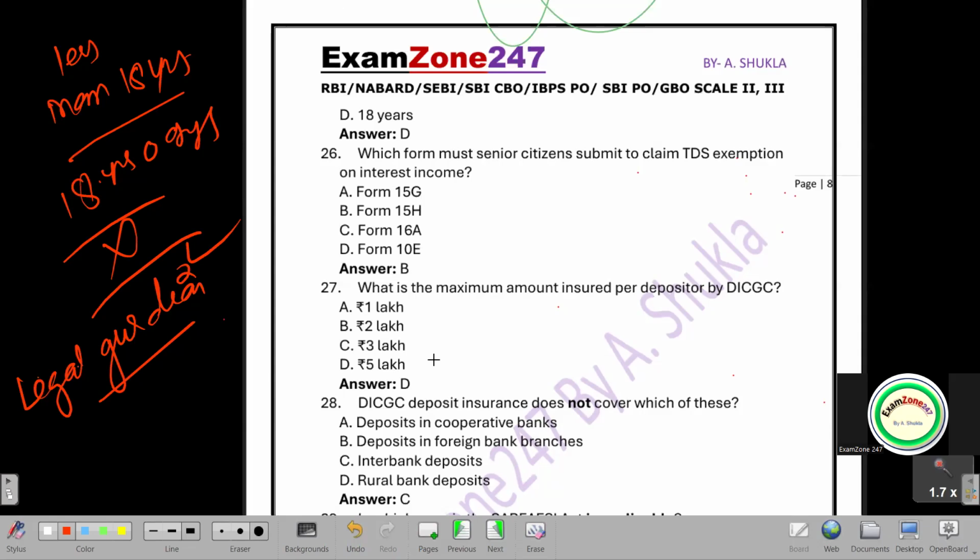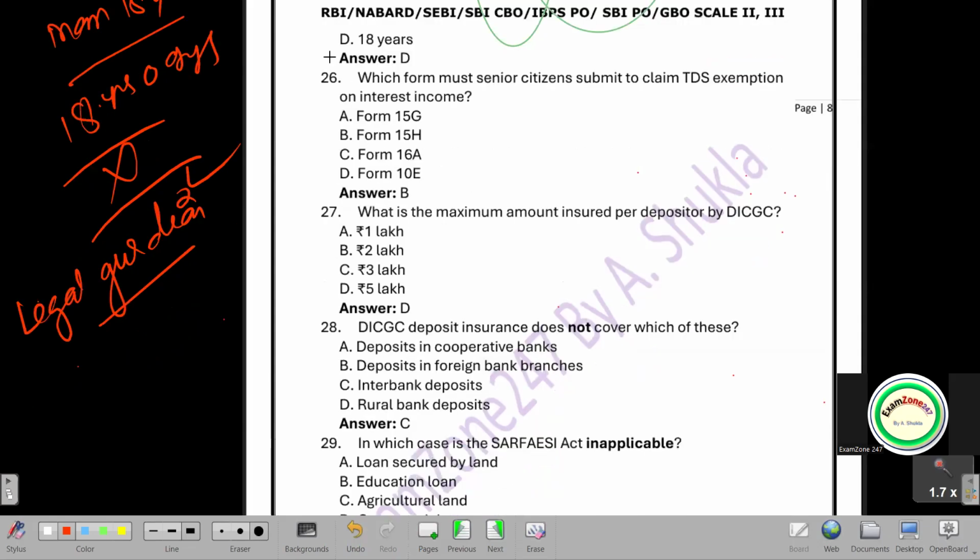See, senior citizens submit this to claim TDS exemption on interest income. This question was asked, I believe, the last to last year. Last year the vacancy did not come at all, just last to last year.